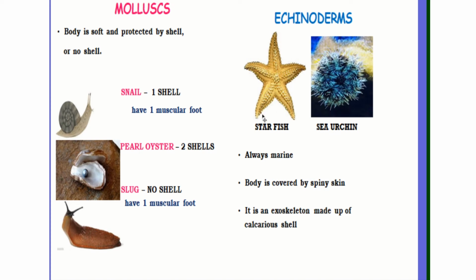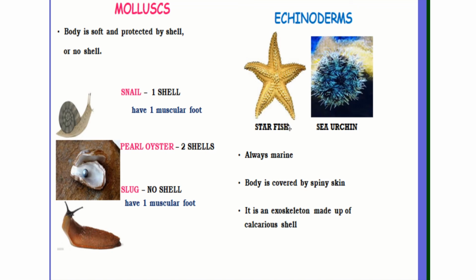I know you might have seen many starfish, right? Now, where do they live? They are always marine. Remember, I have told you what's meant by marine. Lives in salt water. Yes, you guys are right. When you look at the starfish and the sea urchin, you can clearly see that the body is covered by spiny skin. You know what's meant by spiny? Very sharp, right? And it has an exoskeleton made up of calcareous shell.